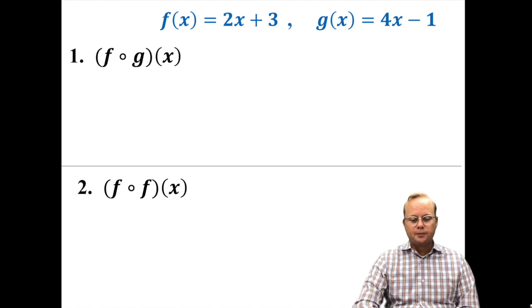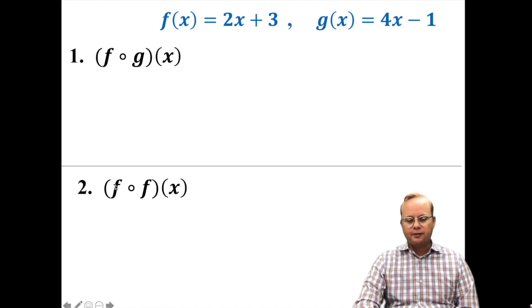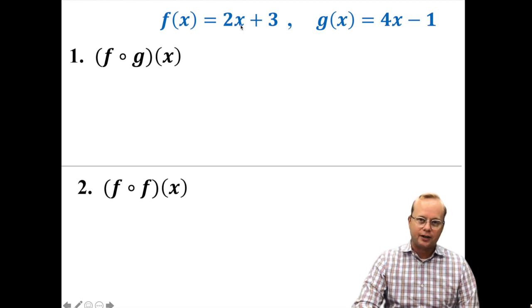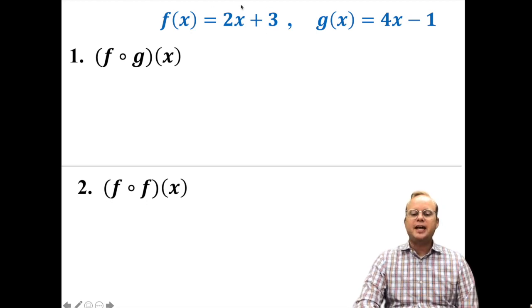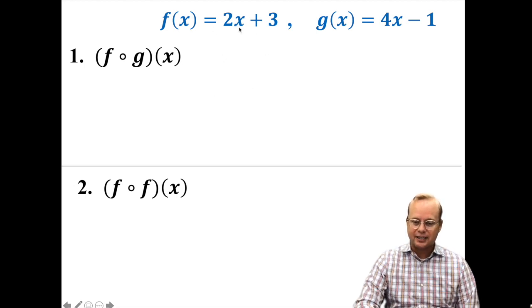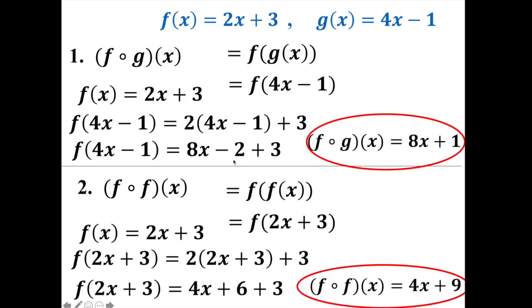Okay, number 2, before I give you the answers. Number 2, f of x. That means we're taking this entire quantity right here, 2x plus 3, and we're going to plug the entire quantity into itself right where the x is. Now that sounds crazy, huh? So 2x plus 3, we're going to plug that whole thing in for where x is. Okay, let's check our answers here.